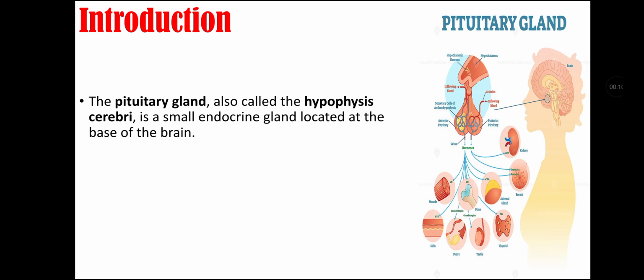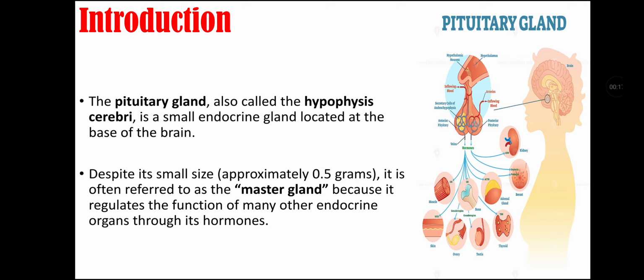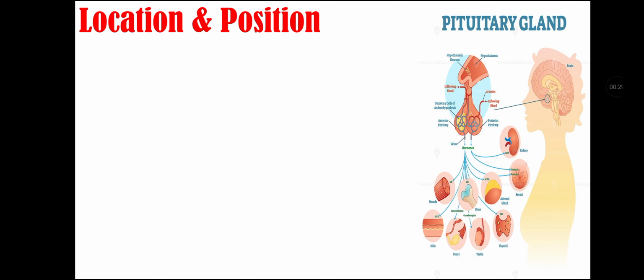Pituitary gland, also called hypophysis cerebri, is a small endocrine gland that is located at the base of the brain. Despite its small size, approximately 0.5 gram, it is often referred to as the master gland because it regulates the function of many other endocrine organs through its hormones.